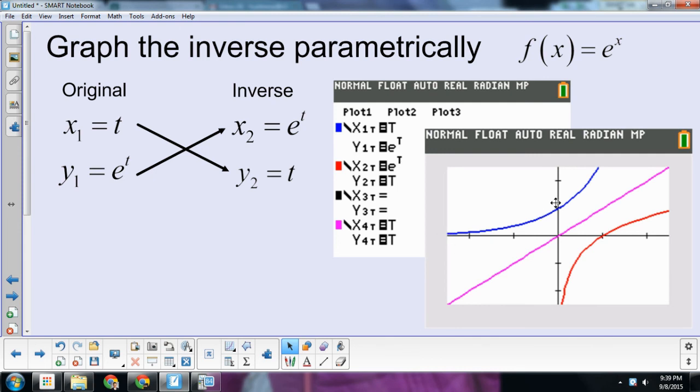So here's the original, e to the x. Here would be its inverse, graphed parametrically, which is a little bit easier than finding the inverse itself and then having to graph it. So you'll notice, again, both of them are reflections across the line y equals x.